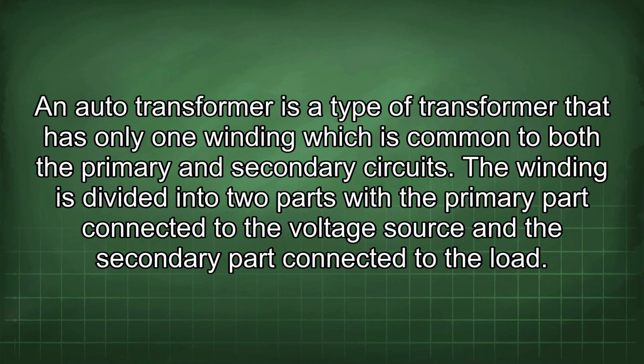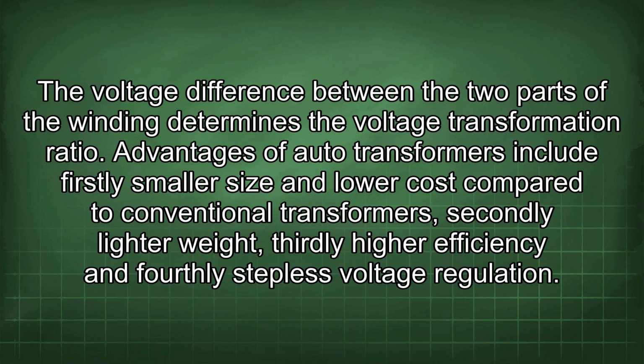An autotransformer is a type of transformer that has only one winding, which is common to both the primary and secondary circuits. The winding is divided into two parts, with the primary part connected to the voltage source and the secondary part connected to the load. The voltage difference between the two parts of the winding determines the voltage transformation ratio.